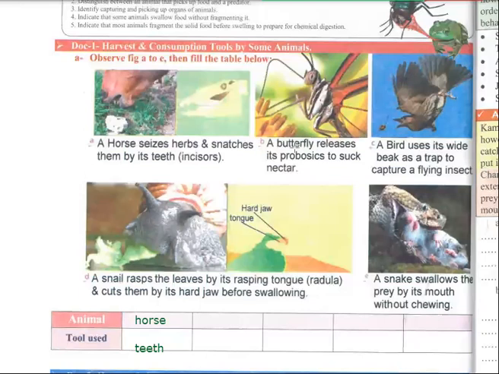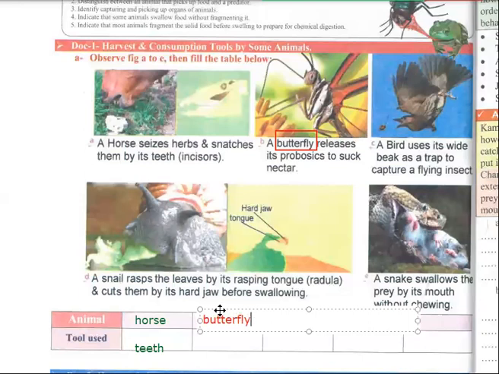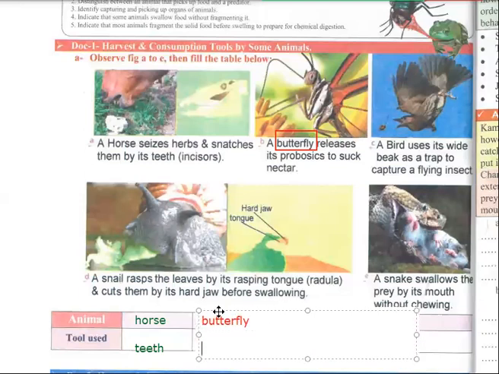Second one, we're talking about butterflies. A butterfly releases its proboscis to suck nectar. So a butterfly releases its proboscis, which acts like a straw, to suck nectar. So the animal in here is the butterfly. And in order to take the nectar from flowers, the butterfly uses its proboscis.